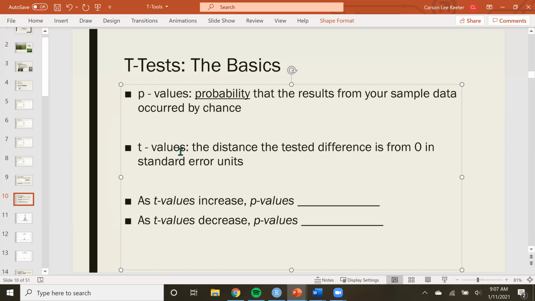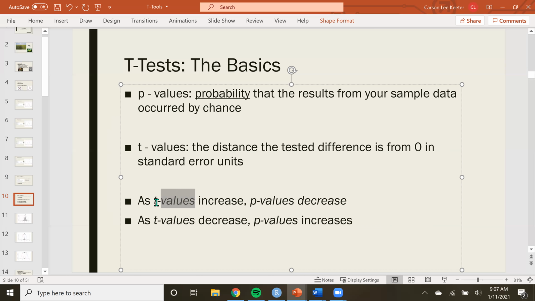And so as that difference grows, the probability that what's happening was due to chance goes down. So as that t-value increases, p-values tend to decrease, okay? And the same can be said in the other direction. As that difference decreases, as that difference comes closer to 0, the p-value increases, okay? So it's this kind of inverse relationship between these two things. Now, these two things are 100% related.